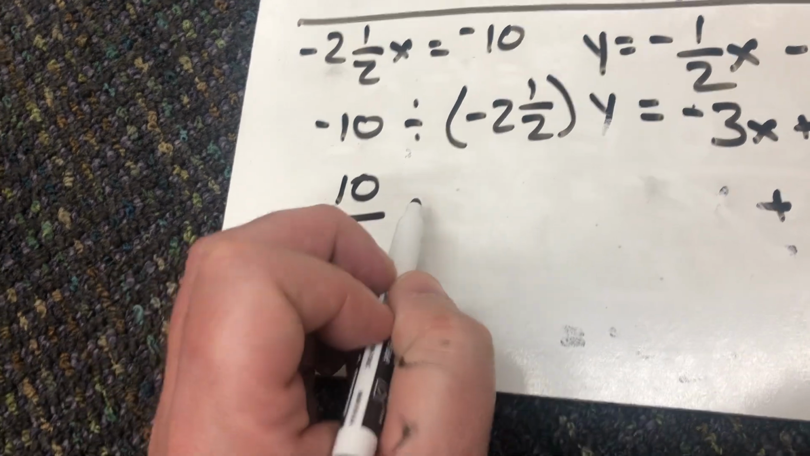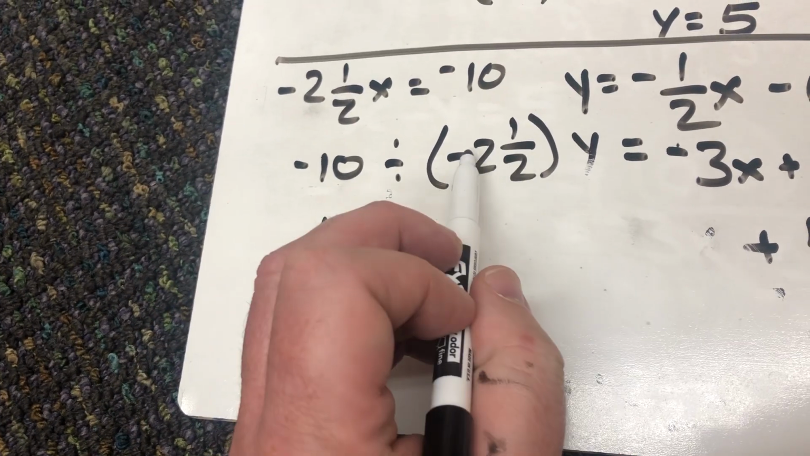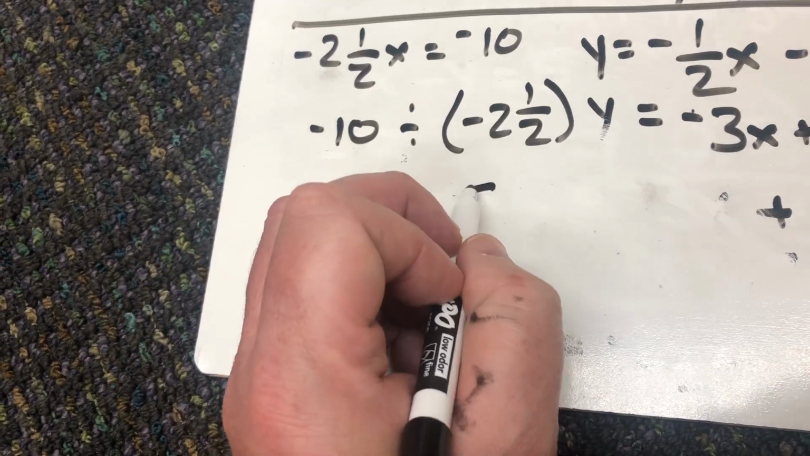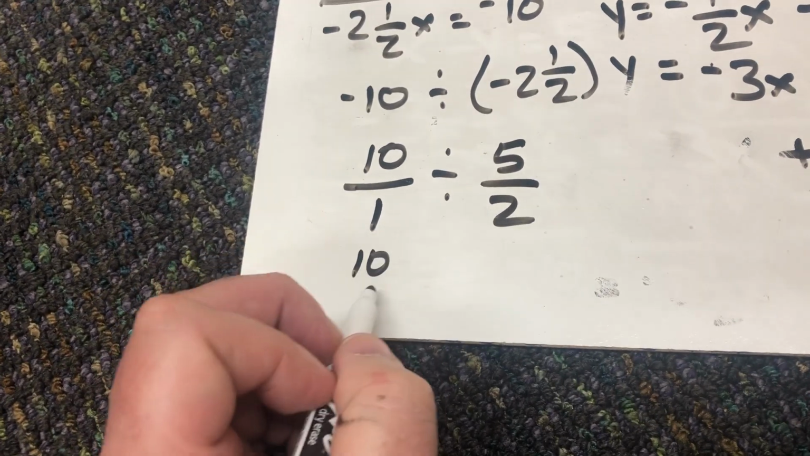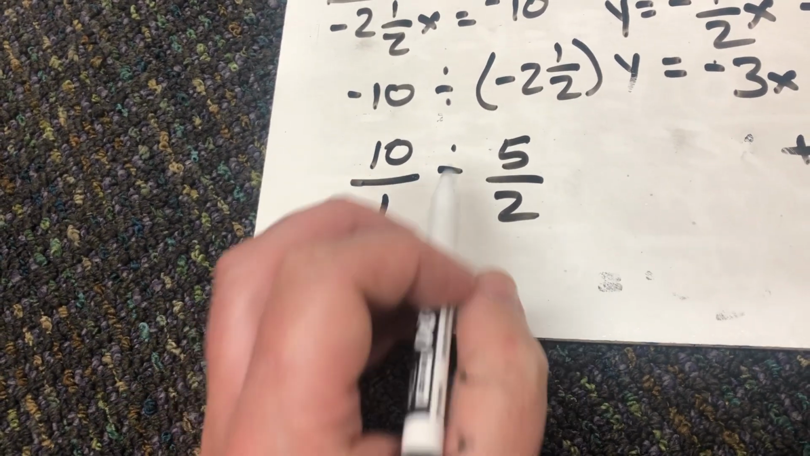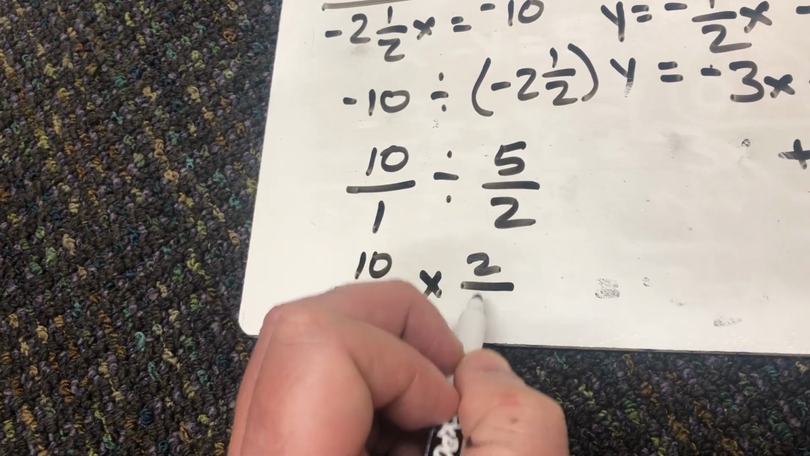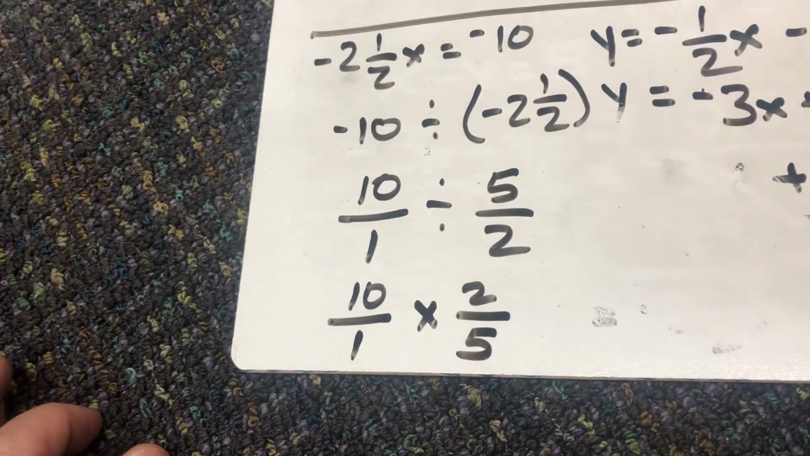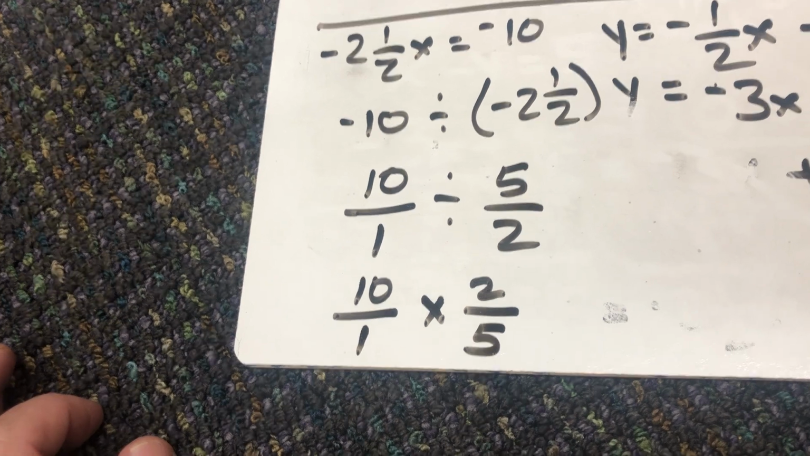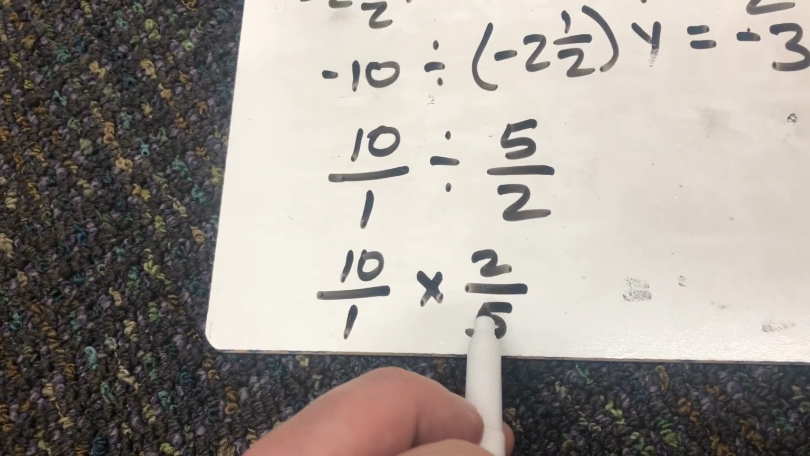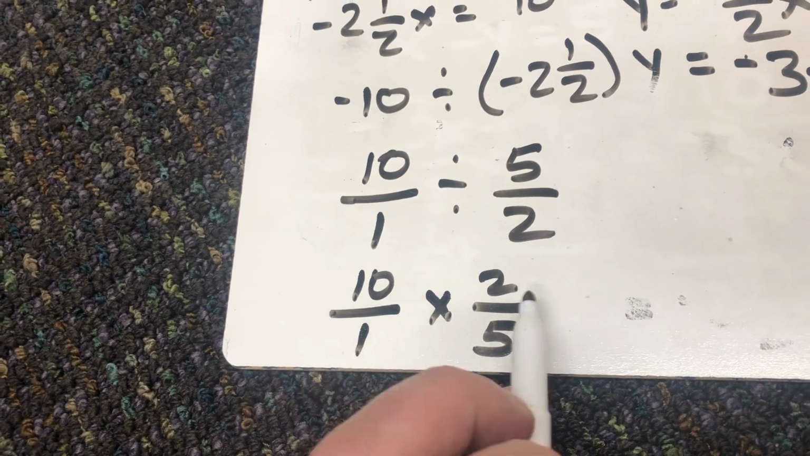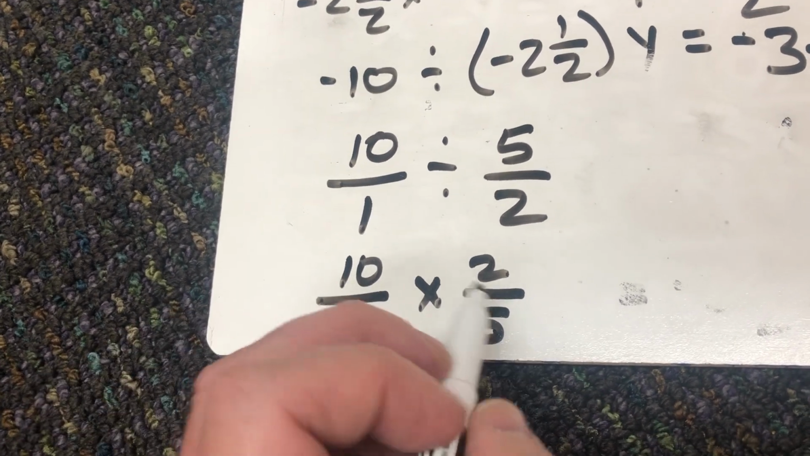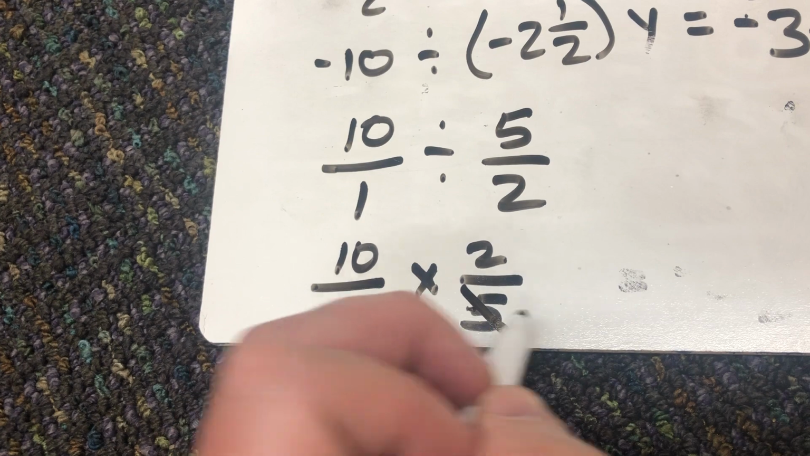10 over 1 is going to be divided by 2 times 2 is 4, plus 1 is 5. 5 over 2. Now when I divide fractions, remember the first one stays the same. Division becomes a multiplication. You make the reciprocal of 5 over 2, which is 2 over 5. I can't cross-check a 1 and a 2. Nothing besides 1 can go into both 1 and 2. I can cross-check a 5 and a 10 by dividing by 5.